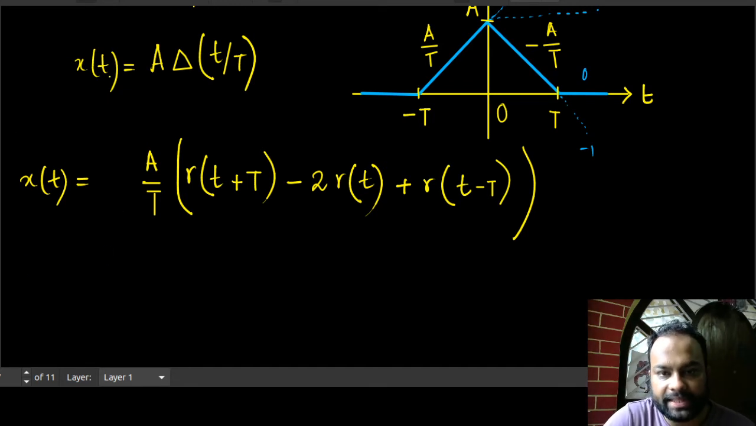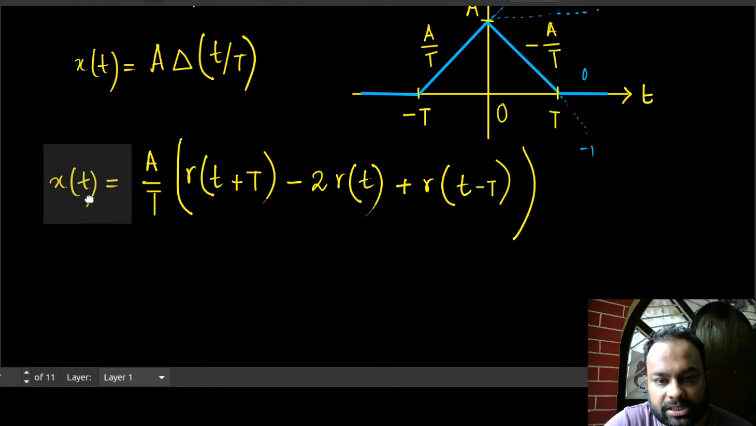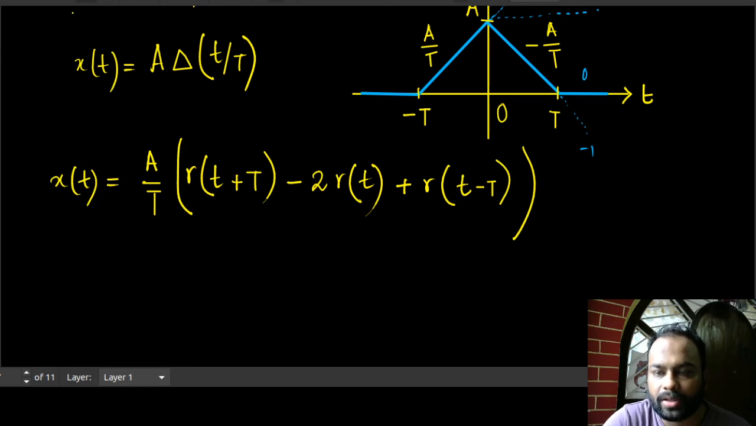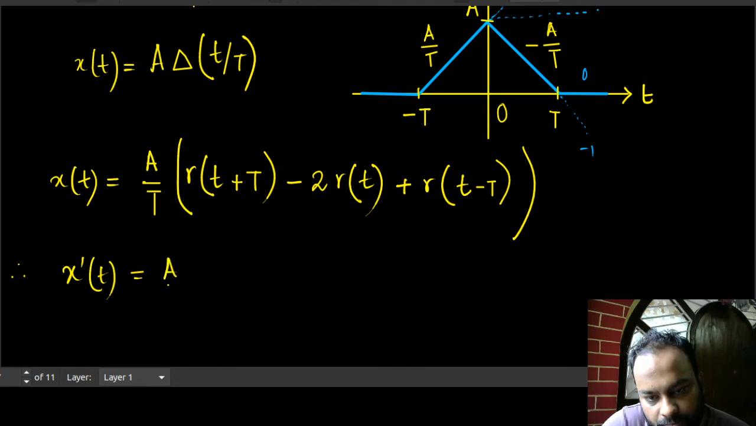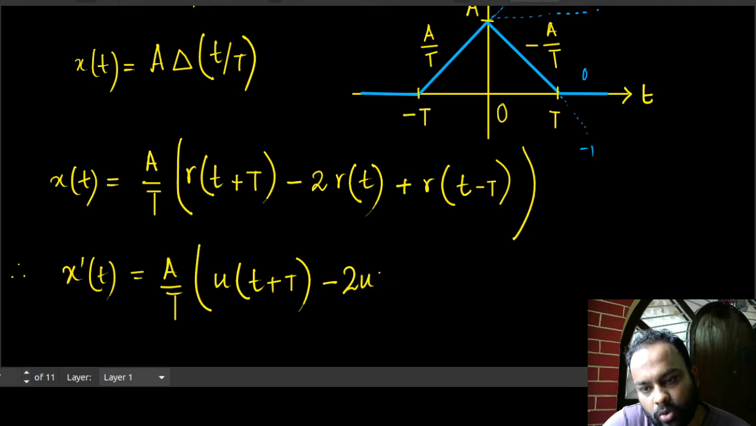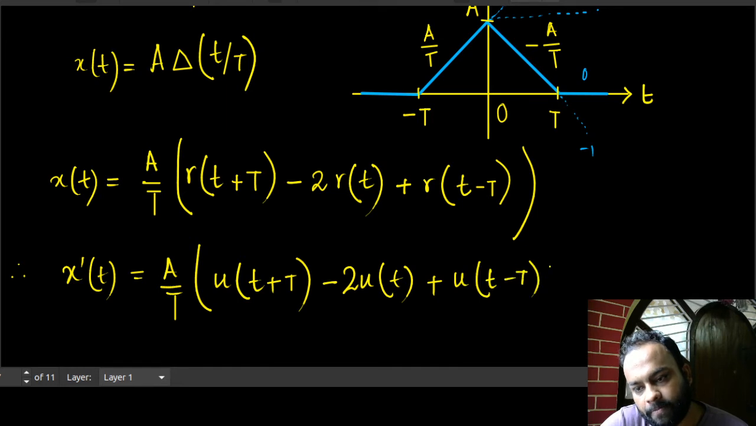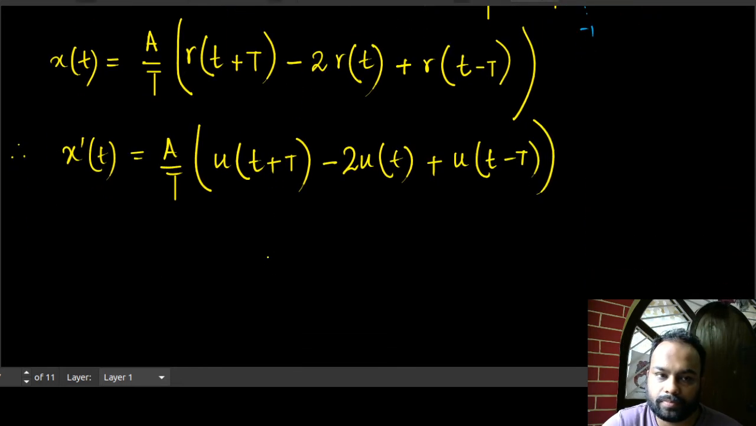Right. So here in this class we're assuming that you know how to construct signals in terms of these aperiodic signals like ramp, step, and so on, right? So now what if I differentiate this? That's d by dt. What is the derivative of a ramp? It's a step: u(t+T) - 2u(t) + u(t-T), right?